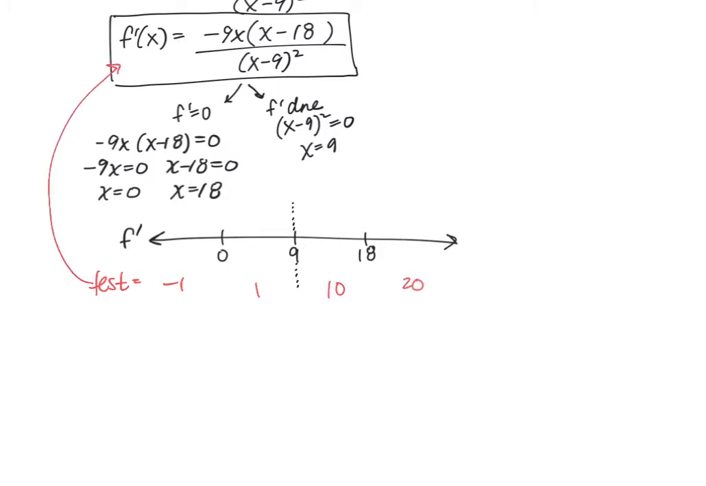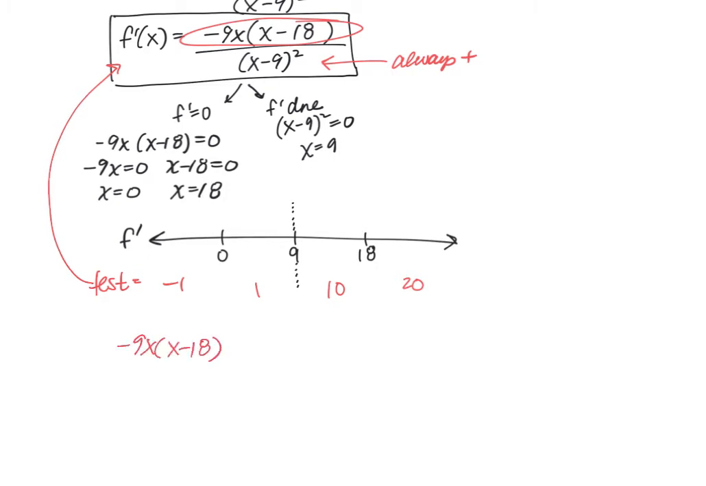And remember, we're testing these back here into our first derivative. Now, with regard to the first derivative, the denominator is (x − 9) squared. So that quantity is being squared. It's going to always be positive. So we really only have to worry about doing some testing in the negative 9x times (x − 18). I'm just going to jot that down here.